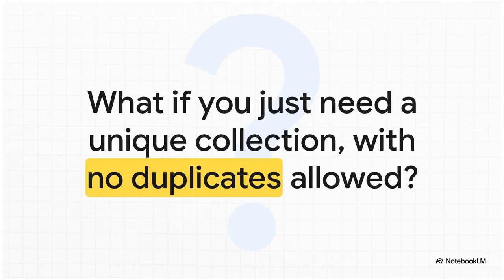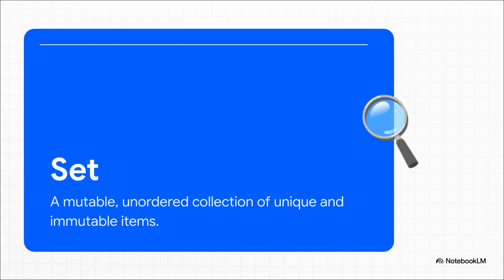Okay, so dictionaries are amazing for those key value pairs, but programming throws all kinds of other challenges at us. What if you don't need to pair data up? What if you just need a big collection of items, but, and this is the important rule, you can have absolutely no duplicates? For that job, we turn to Python's other power structure, the set. A set is also mutable, but it's an unordered collection. Its number one defining feature is that it only stores unique items.